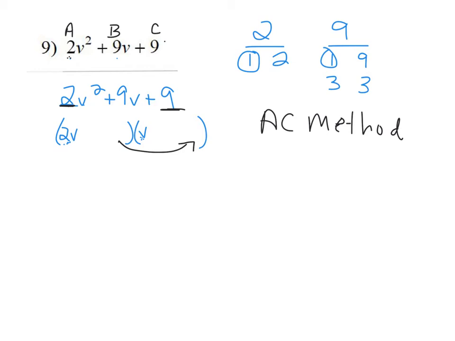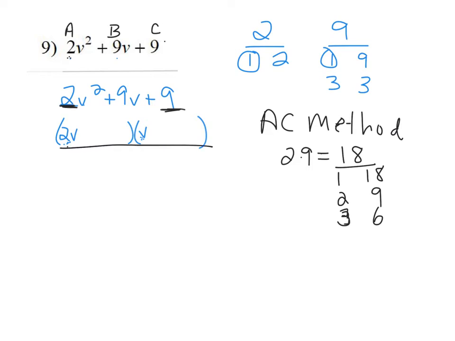So we want to look for things that will multiply together to get that factor of A and C. So if we do 2 times 9, we get 18. And we want to look for factors of 18. So 1 and 18, 2 and 9, 3 and 6. Okay, so I wrote this out as a binomial times a binomial, and it will eventually be that. But this is how we solve stuff for guess and check.